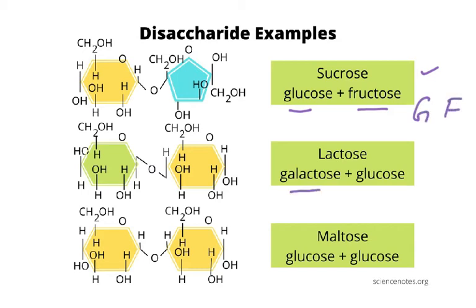Lactose is made up of galactose and glucose. Maltose is made up of two glucose units joined together, so it is G plus G. But lactose is made of galactose and glucose. So these are a few examples of disaccharides.